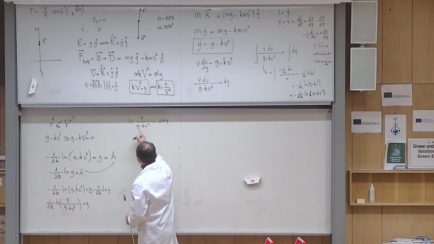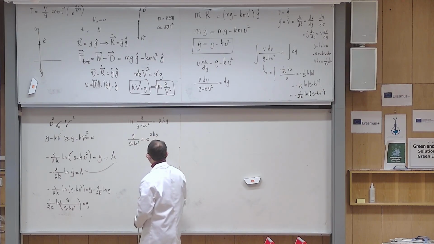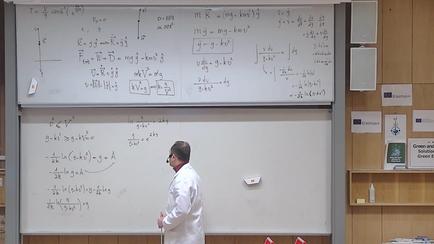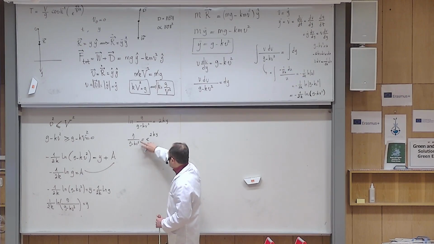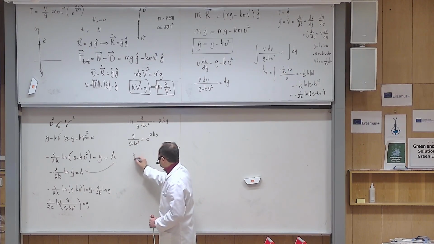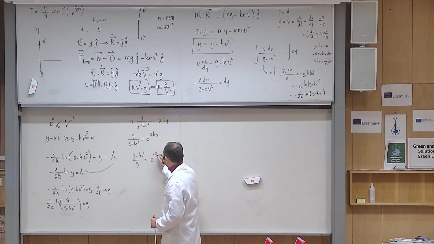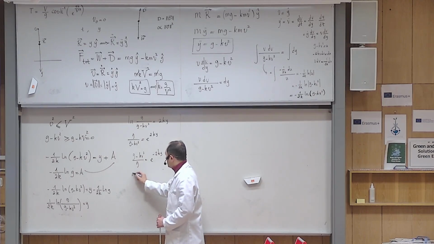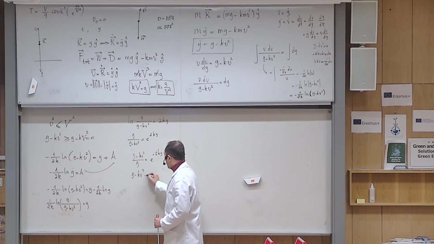But then it means that g over g minus kv squared is e to the power of 2ky, because I want to find v in terms of y. So what I can do, I can find the reciprocal. So g minus kv squared over g, then the reciprocal of this is e to the power minus 2ky. Then I multiply everything by g. It's just very simple algebra, okay?